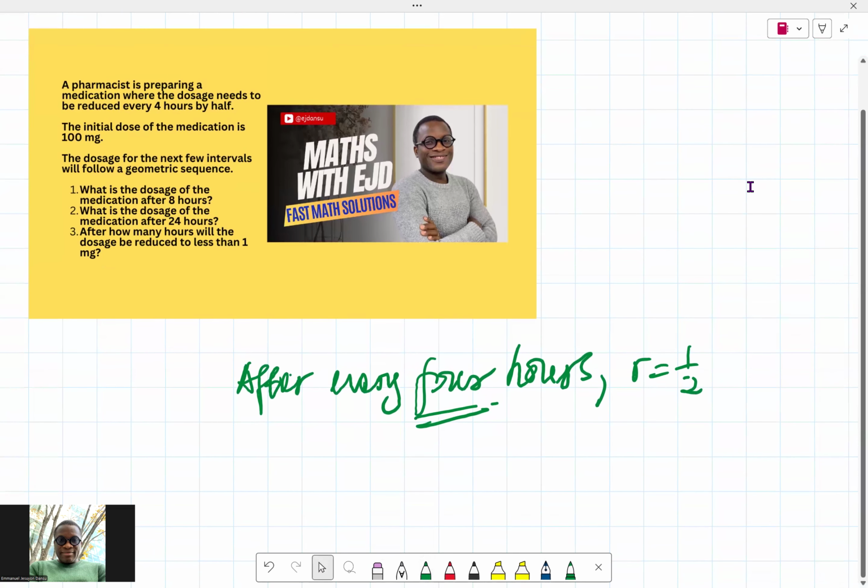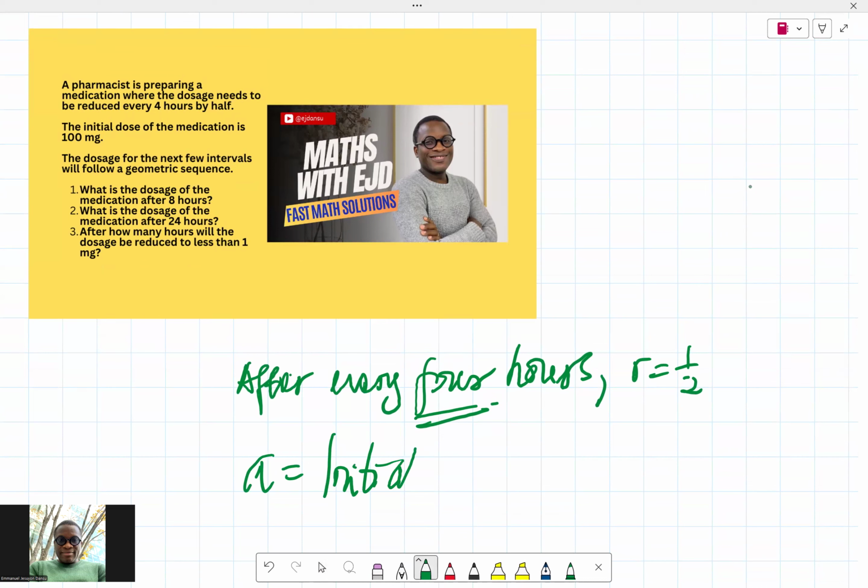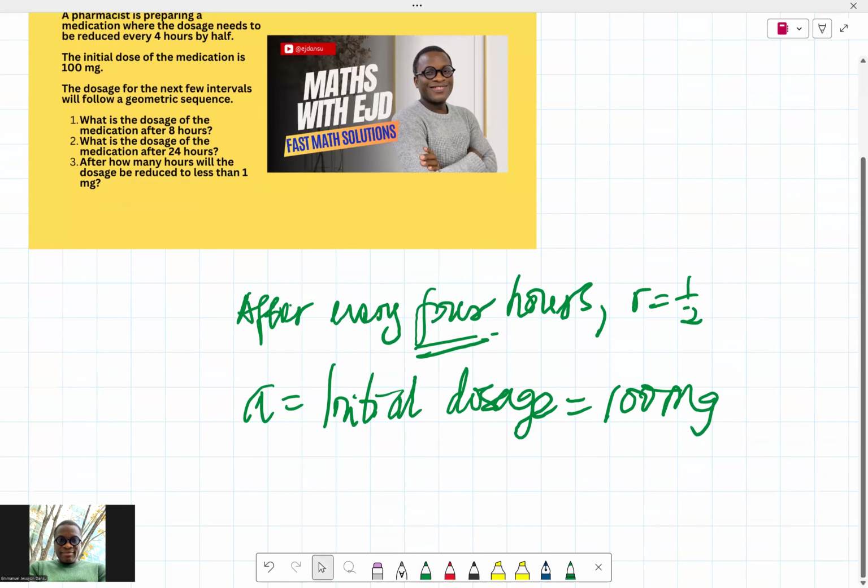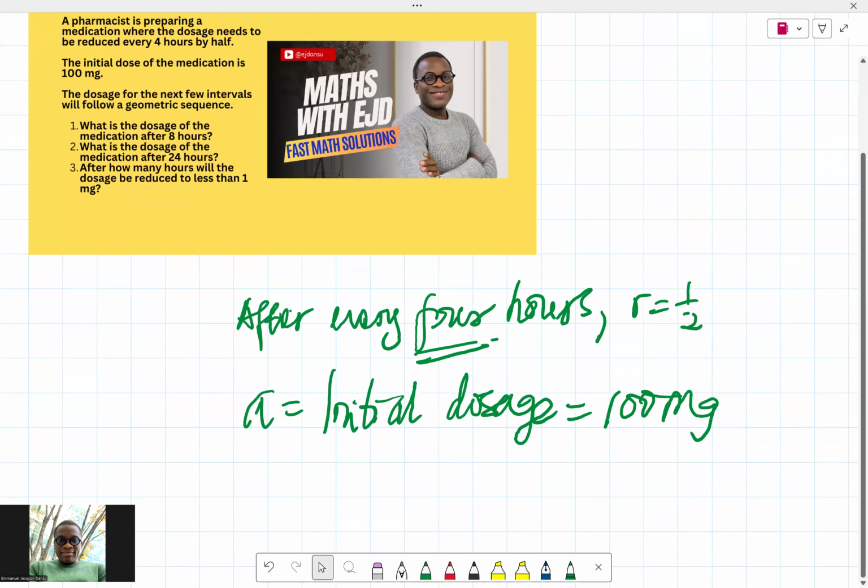All right. Then the initial dosage of the medication is 100 milligram. That means that A, which is the initial dosage, the first term, is 100 milligram. The dosage for the next few intervals will follow a geometric sequence. I mean, it will be halved, right? So that's a geometric sequence automatically.